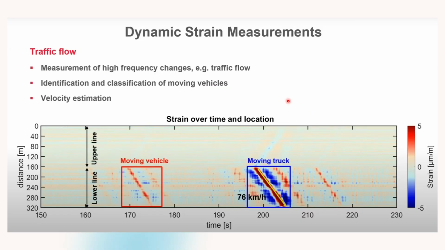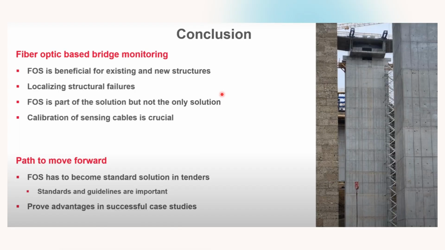Then this is the dynamic strain measurement. Traffic flow measurement of the high frequency changes. For example, according to the traffic flow, the measurement will change. Identification and classification of moving vehicles and velocity estimation.